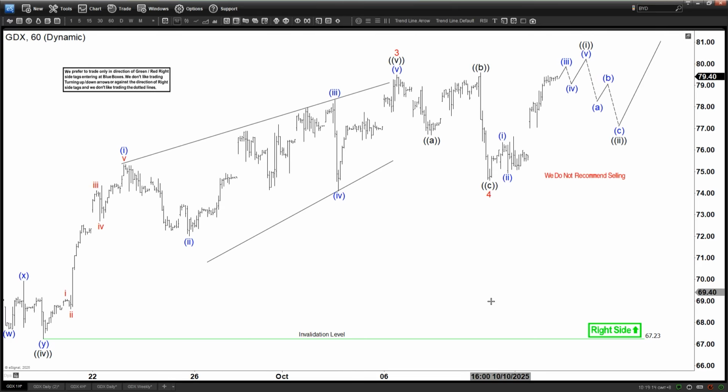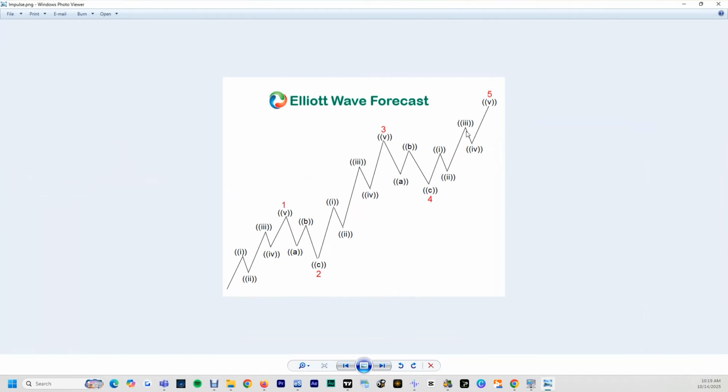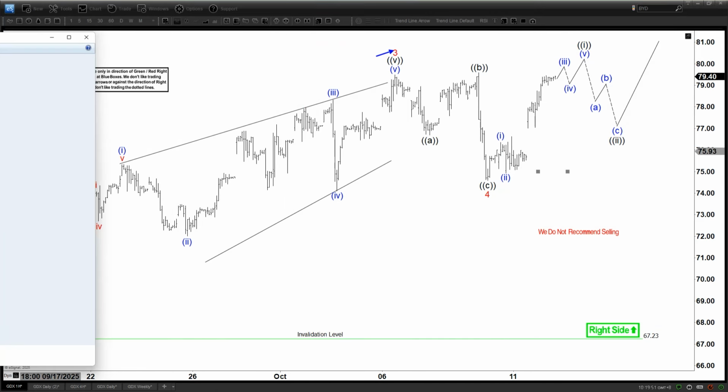Shorter cycle, as we can see, we ended with 3 in the minor degree, with 4 already completed in a zigzag, or, this one is a flat, right? ABC flat, and then now it has started to rally higher again. Shorter cycle structure looks quite impulsive, 5 waves, looking to extend on the upside as long as we continue to stay above that previous low around 74.6.